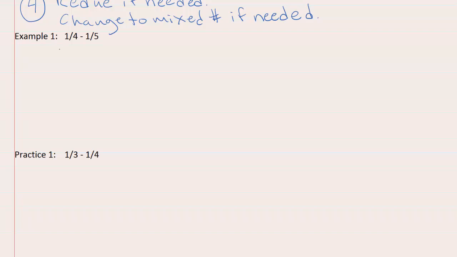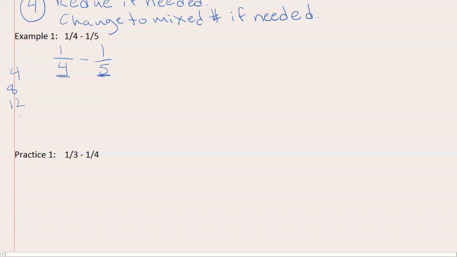So right here I've got 1/4 minus 1/5. Neither of these are mixed numbers, so I can go on to my next step, which is find a common denominator. In order to find a common denominator, I'm going to start out by finding a number that's a multiple of 4 and a multiple of 5. 4, 8, 12, 16, 20, and 5, 10, 15, 20. Look at that, there's a match. So we now know that our denominator that we want is 20.